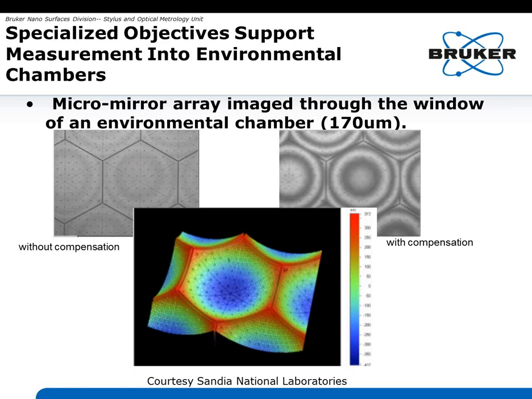So with specialized objectives, you can go from very weak signal looking through encapsulation to have a very strong signal that, again, can give you very precise characterization of mirror arrays. In this case, this mirror is courtesy of Sandia National Labs.